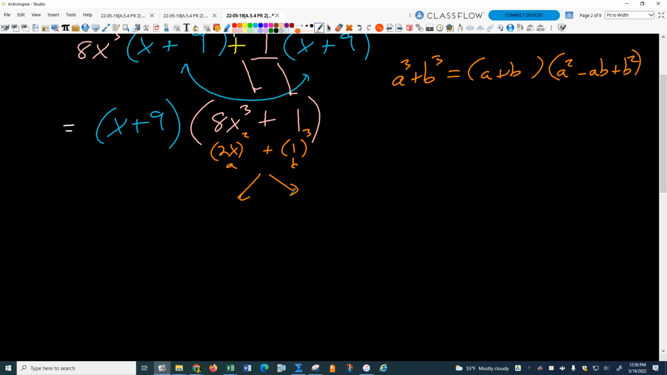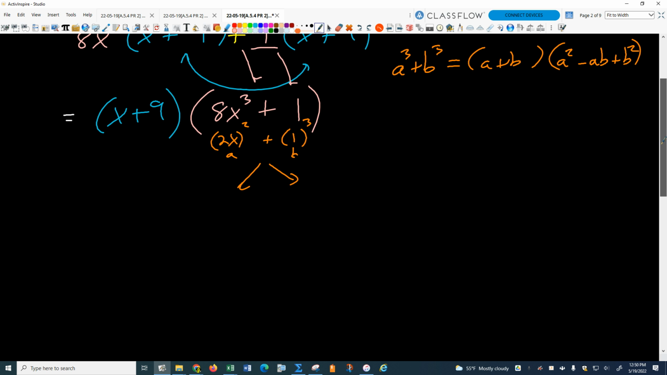So how's this thing going to split up then? There's our pattern. So 8x cubed plus 1. Lucas, how's that going to split up then? What am I going to get there? So my a plus b factor is going to be what in this case?